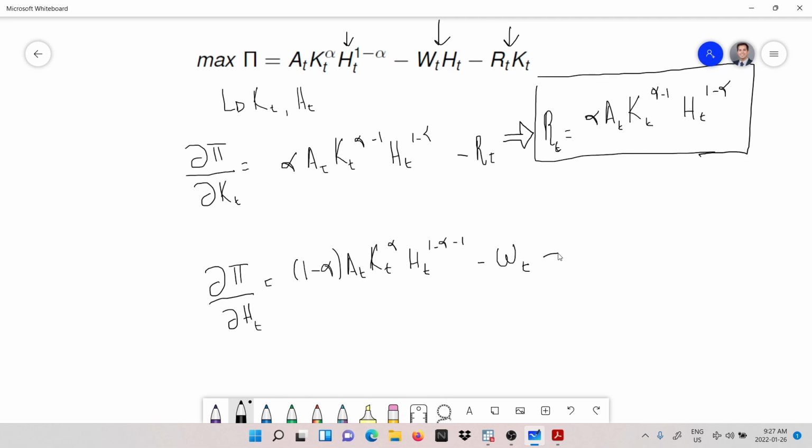And the following is going to be true for WT. So WT, which remember are the wages, is going to be equal to (1 minus alpha) AT KT^alpha, and then we have HT, and then we can just cancel these terms and write HT^(minus alpha).